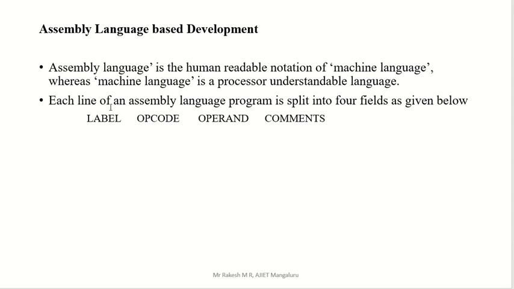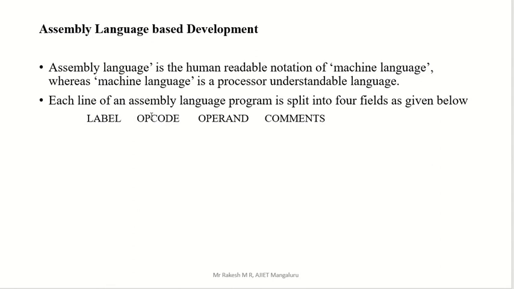Okay, each line of an assembly language program is split into 4 fields as given below. We have one assembly instruction, which means we have these 4 fields. What does one instruction contain? One is a label. A label is just a label. The user can give any name in this place, a user-defined part, and that is optional. If a user wants, they can give a name here, otherwise they can avoid this part.